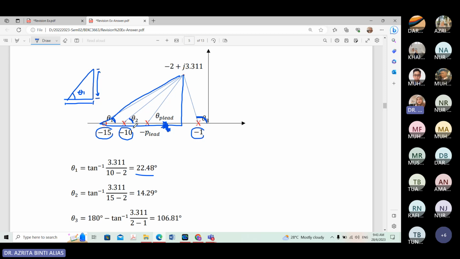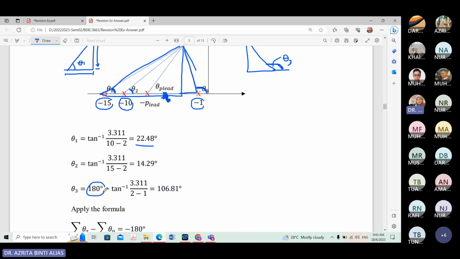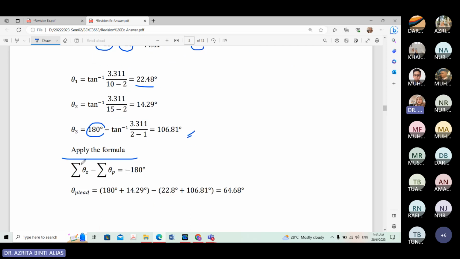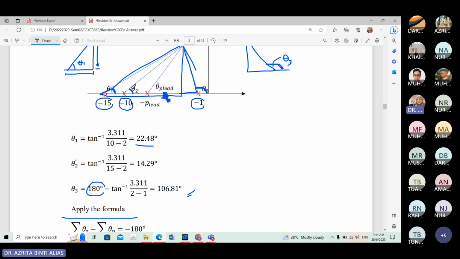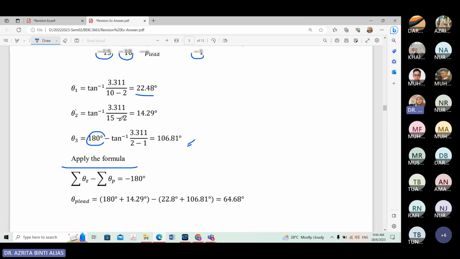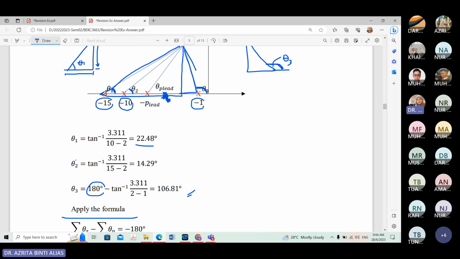Okay, same goes for theta 2, but for theta 3, when we draw the triangle for theta 3 here, it becomes like this. So the formula to evaluate theta 3 needs to consider the 180 degrees. Then we apply the formula: the summation of theta zeros minus the summation of theta poles equals minus 180 degrees. So please remember theta 1 comes from the zeros.